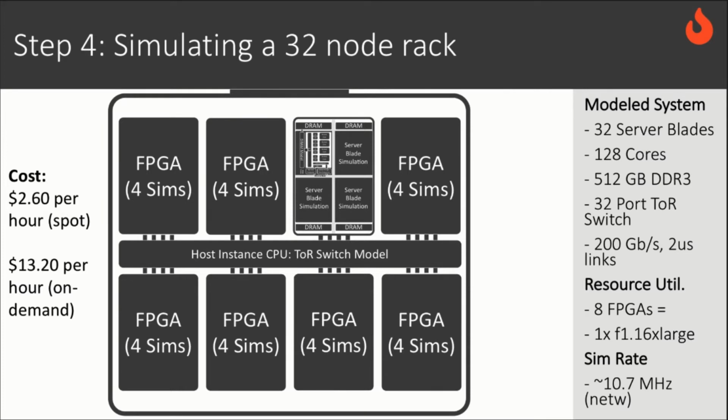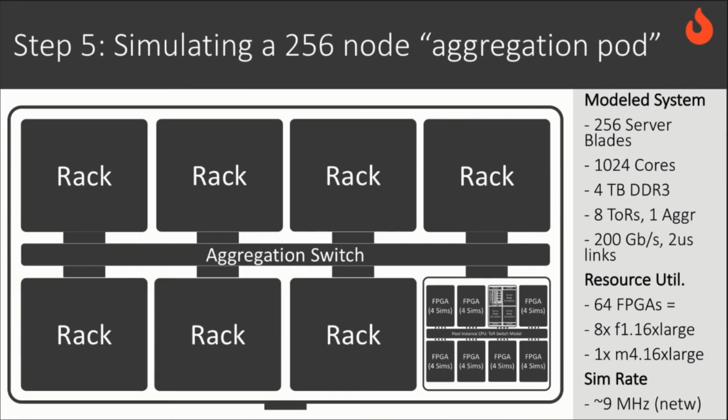Nobody can stop you. So continuing on with this example, what we're modeling here now is 32 of those quad-core RISC-V rocket-based server blades I showed you earlier with all these aggregate specs, and we're using 8 FPGAs running at 10.7 megahertz when you put this all together. So we want to continue scaling out. So now what we want to do is simulate 256 nodes.